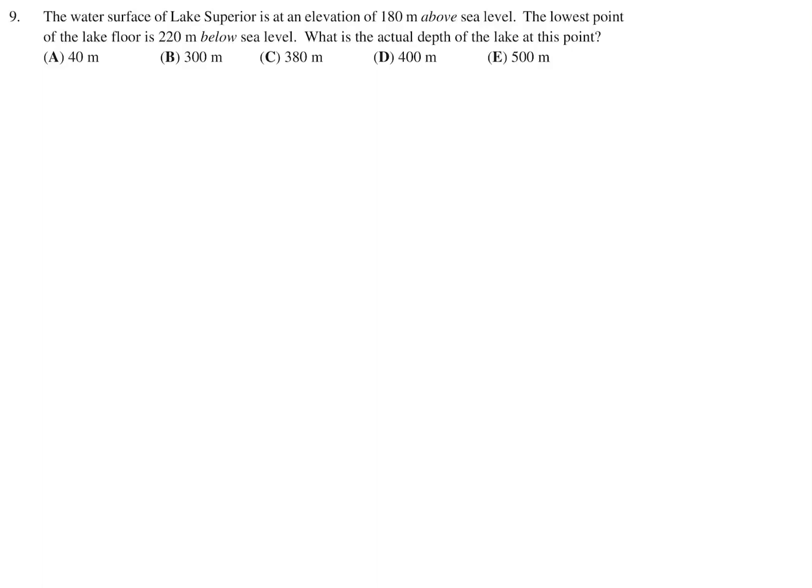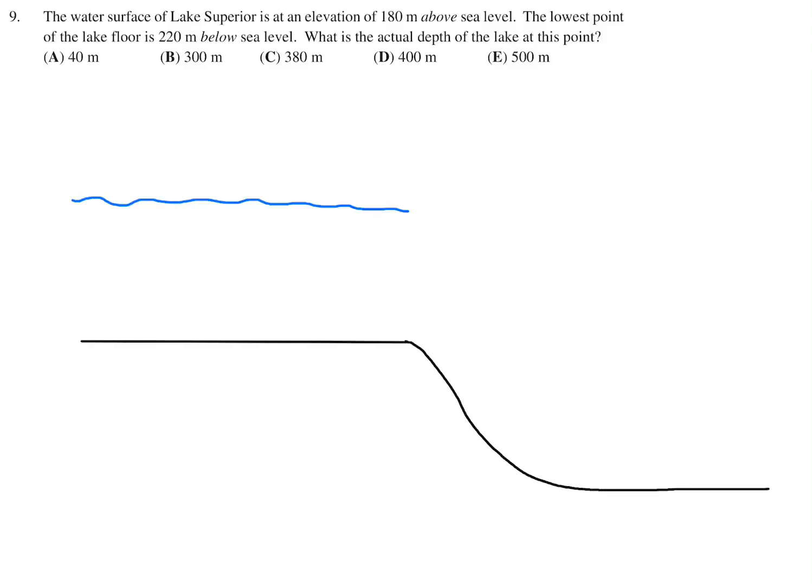The water surface of Lake Superior is at an elevation of 180 meters above sea level. The lowest point of the lake floor is 220 meters below sea level. What is the actual depth of the lake at this point? So, if you have, let's say, sea level represented by this black line, and then we've got the lake somewhere above it, like here. This is the lake. And then eventually the sea level kind of, I guess, drops. There's a crater or something like that.